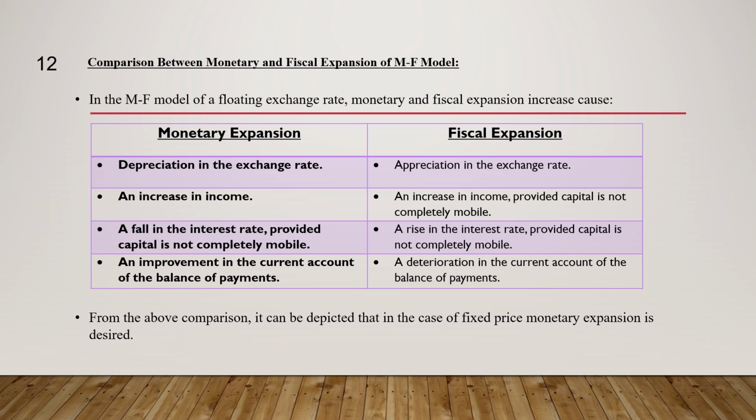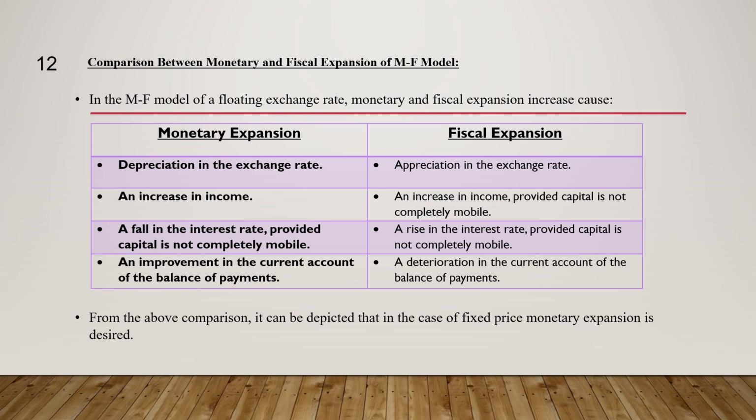In monetary expansion, an increase in income. On the other hand, in fiscal expansion, an increase in income provided capital is not completely mobile. In monetary expansion, a fall in the interest rate provided capital is not completely mobile. In fiscal expansion, a rise in the interest rate provided capital is not completely mobile.